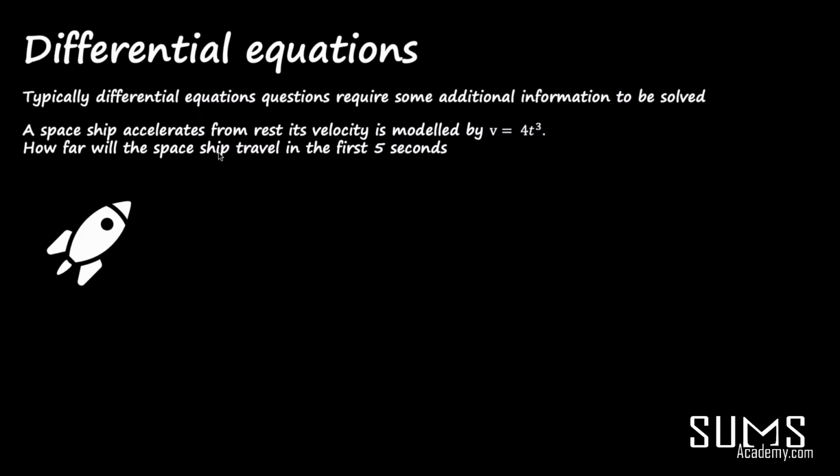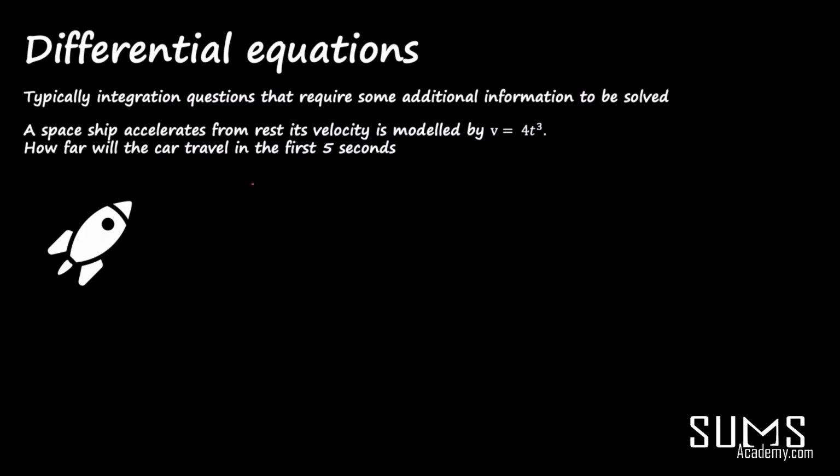A spaceship accelerates from rest. Its velocity can be modelled by v equal to 4t cubed. And we're asked how far will the spaceship travel in the first 5 seconds. Okay, so let me show you how you're going to work this out. So what does this look like? Well, how far will it travel? So let's just say s for distance or displacement.